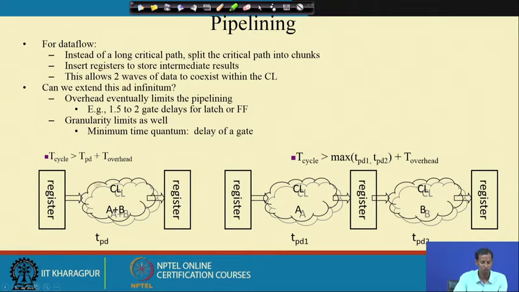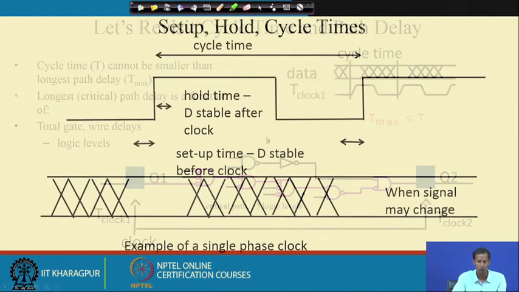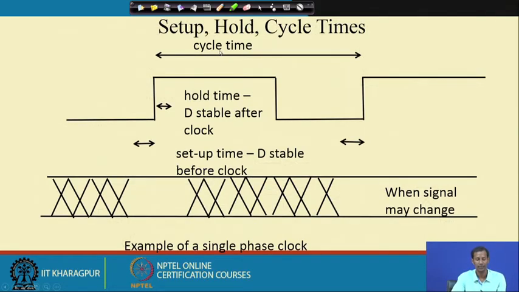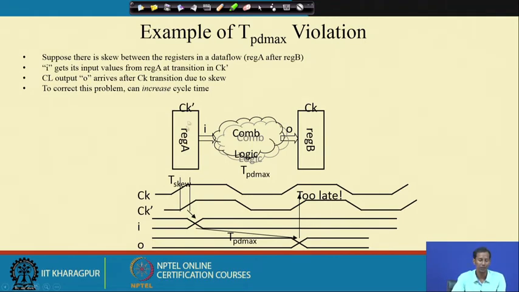Now, this is not the case. Suppose this is one combinatorial block, and then we have two registers. We have already seen this in the previous example. Now, when can I get the violation? Suppose I have this combinatorial circuit something like this, and again two registers over here. This is my clock. And if I have clock skew, then this clock will be delayed. So, if this I is the input to the combinatorial circuit, okay.